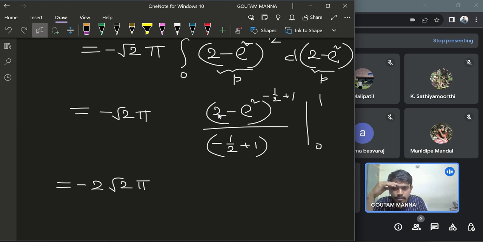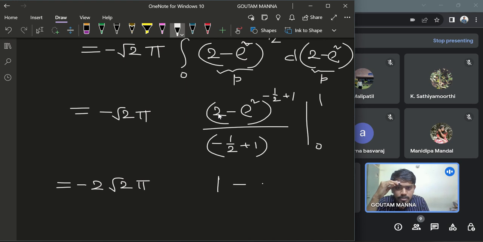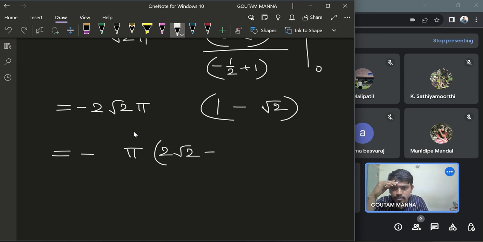If I put the upper limit 1, then it will be 1, minus, if I put the lower limit 0, it will be 2 to the power half, that means root 2. So then it will be minus pi times 2 root 2 minus 4.